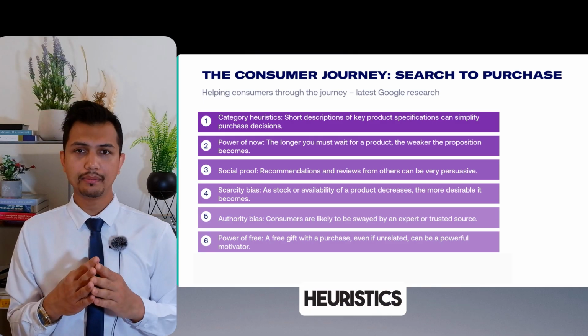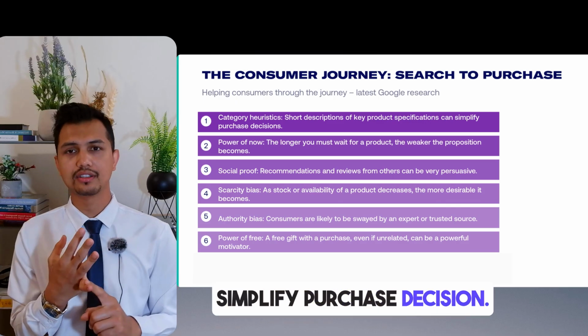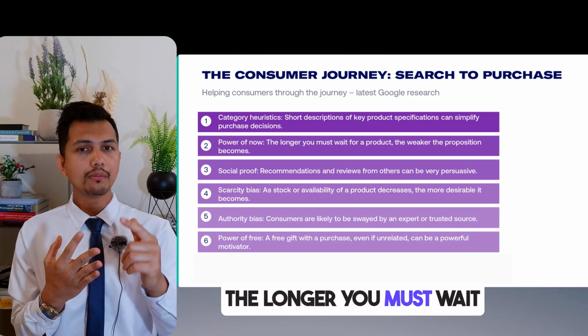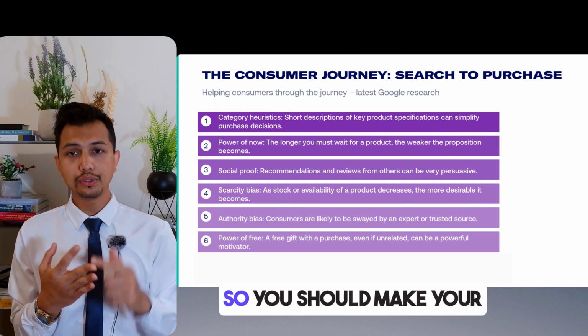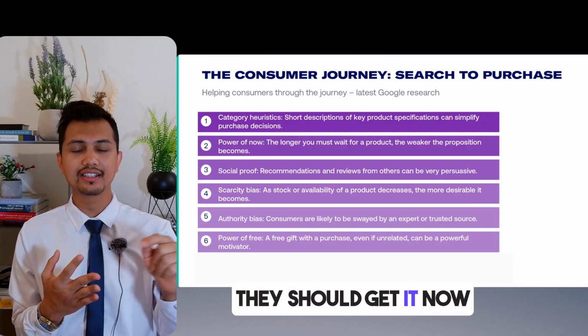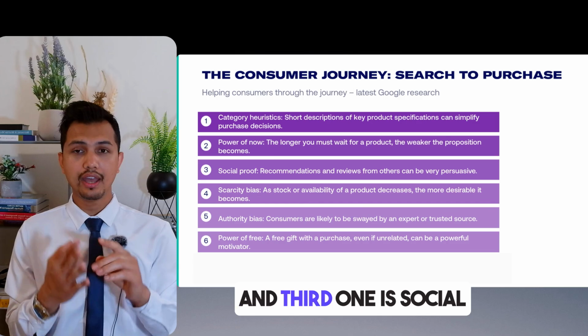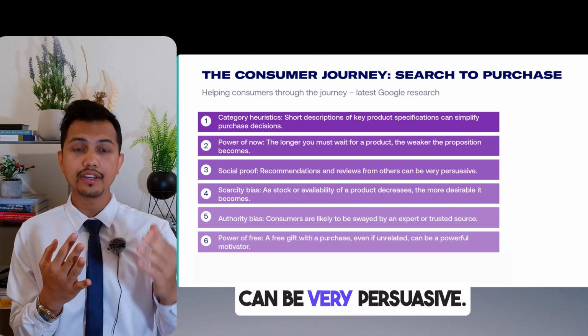Category heuristics means a short description of a product specification can simplify the purchase decision. The second one is power of now. The longer you must wait for a product, the weaker the proposition becomes. So you should make your customers aware that they should get it now, otherwise this product will go away or run out. And the third one is social proof. Recommendations and reviews from others can be very persuasive.